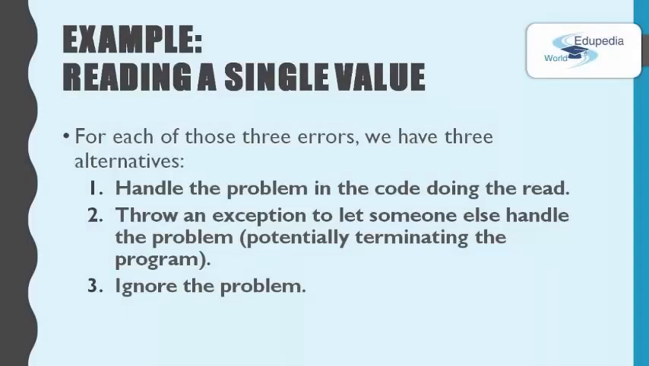We have 3 alternatives. First one, we can handle the problem in the code doing the read. The second one, we can throw an exception to let someone else handle the problem. The third one, we can ignore the problem. So these are the 3 very common alternatives for dealing with an error condition. Now this third alternative, you may laugh at: ignore the problem.